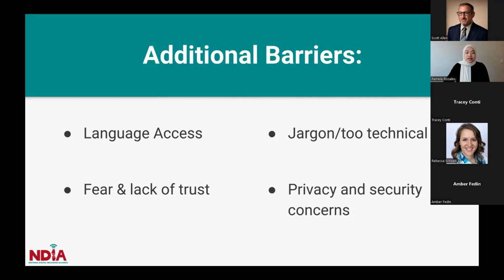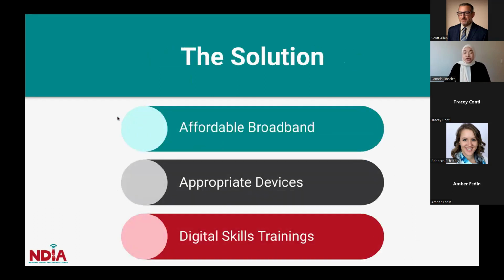So those are some of the key barriers that we're seeing in our communities for why people either don't want to or cannot adopt internet or use online the way that they want to. So now we're going to cover the 3 solutions, right? Because you know the barriers, that helps you figure out the steps that you need to take. So affordable broadband, appropriate and affordable devices, and digital skills training. And we'll go over each one in detail.